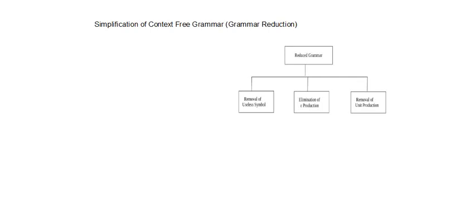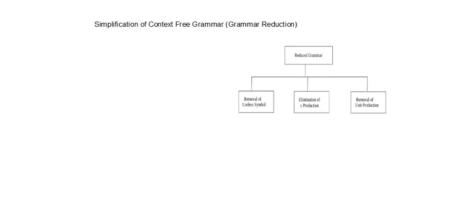What is a useless symbol and how to remove it, what is an epsilon production or null production and how to remove it, what is a unit production and how to remove it. Before going to the removal process, we will see what a context-free grammar is.